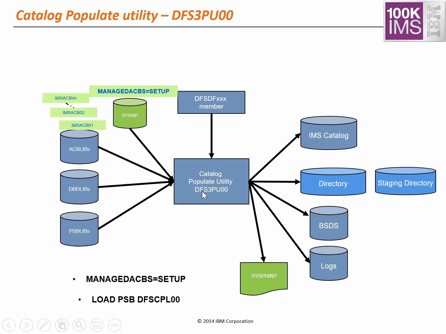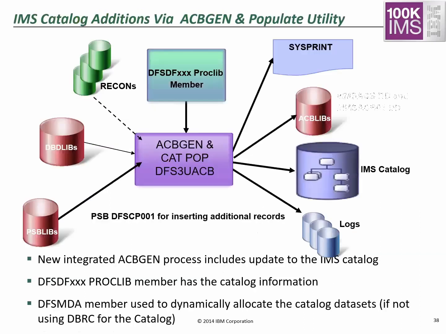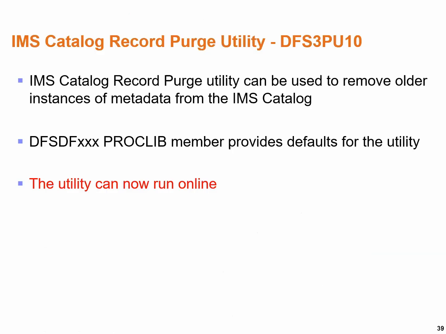You don't have to use the catalog populate utility to create IMS managed ACBs. You can use it simply to create the catalog. In that case, you would not code managed ACBs equals setup, right? And then DFS3UACB, I mentioned this already. It keeps the ACB library and the catalog in sync. So this is another updater of the catalog, if you will.